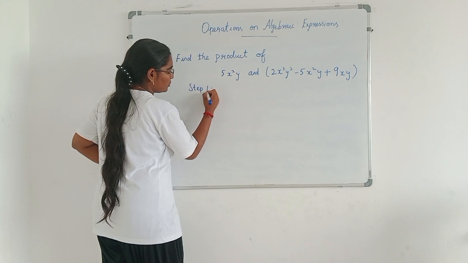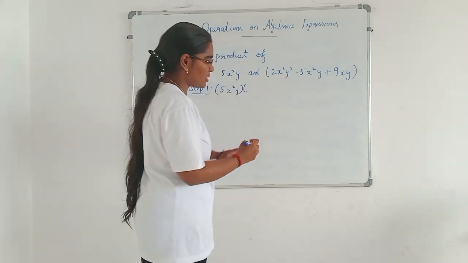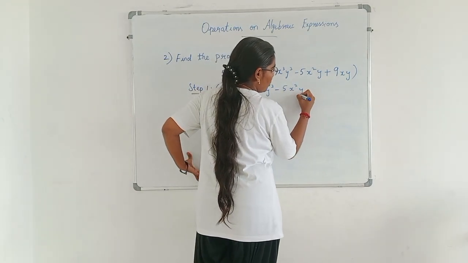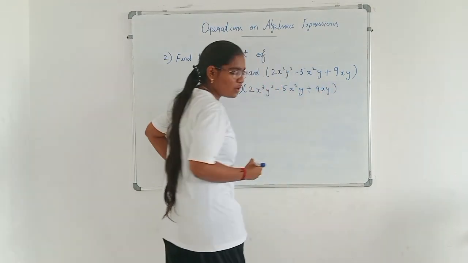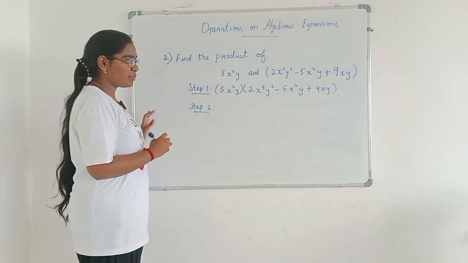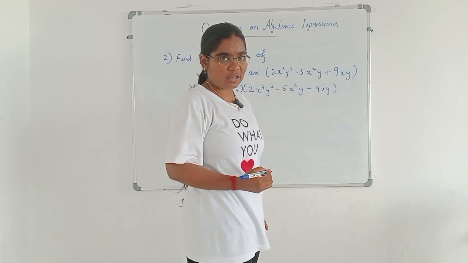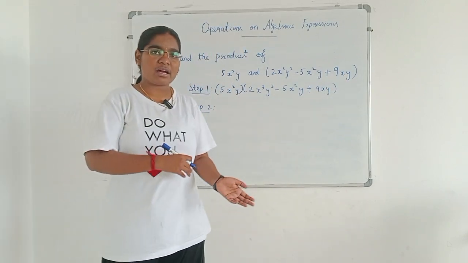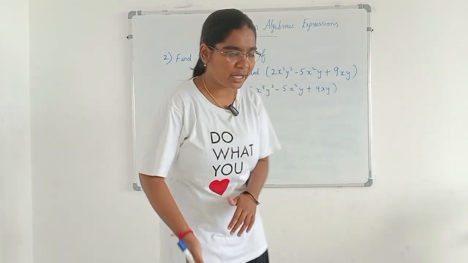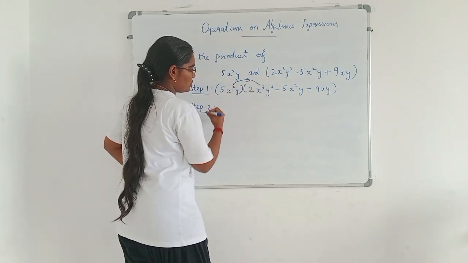Okay. So step 1, write this expression 5x square y and in bracket this expression 2x cube y cube minus 5x square y plus 9xy. Okay. In step 2 what you have to do? In step 2 you have to multiply this term, okay, this term with each of these terms. While multiplying, already we have saw some 3 steps, no? So you have to follow those 3 steps, okay. So first this term with this term.